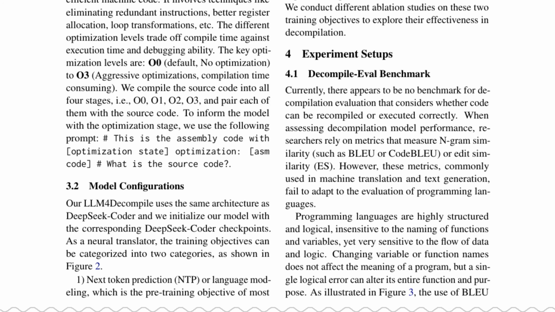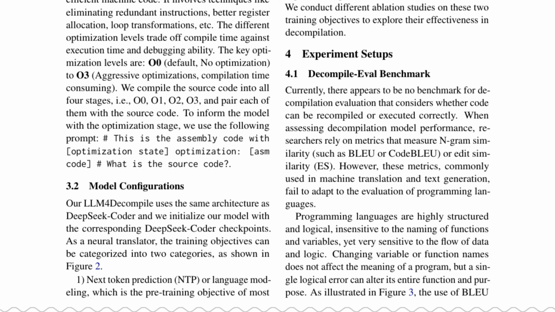3.2 Model configurations. Our LLM4Decompile uses the same architecture as DeepSeek-Coder, and we initialize our model with the corresponding DeepSeek-Coder checkpoints. As a neural translator, the training objectives can be categorized into 2 categories, as shown in Figure 2.